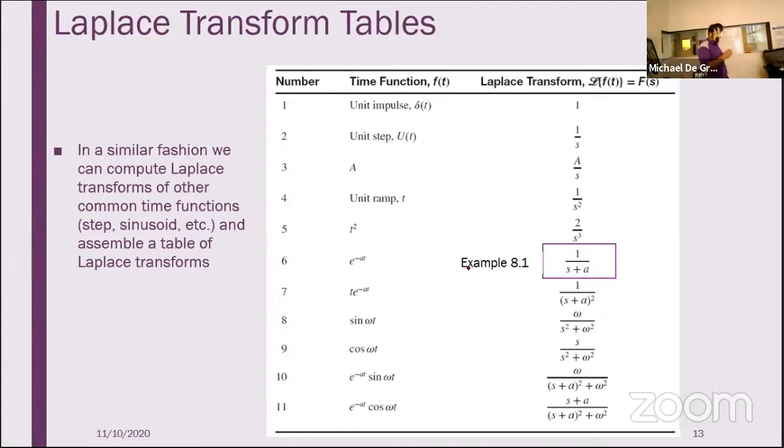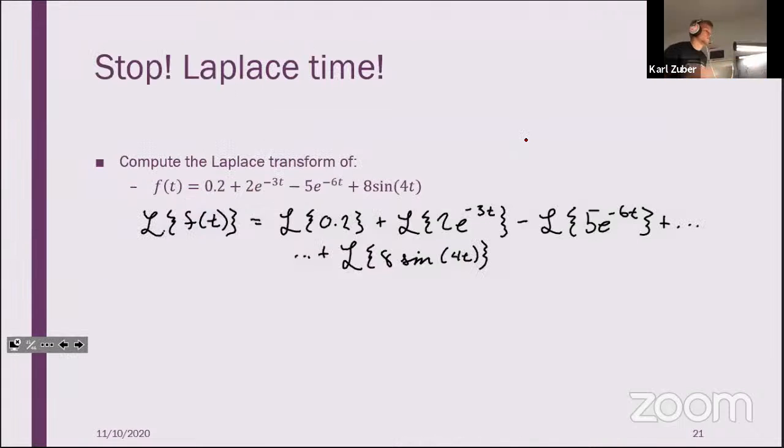Okay. All right. So what do I have? I've got 0.2. What is 0.2? How would you characterize 0.2? Constant. It's a constant, right? All right, so that's going to be row 3 here. Then I've got 2e to the minus 3t. So that's an exponential, right? The next one's an exponential, right? So we can take the Laplace transform of each of these pieces, right?